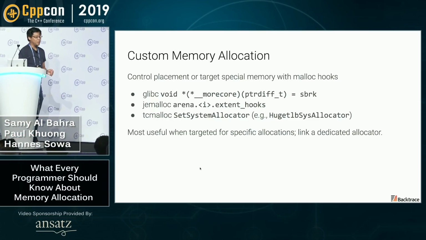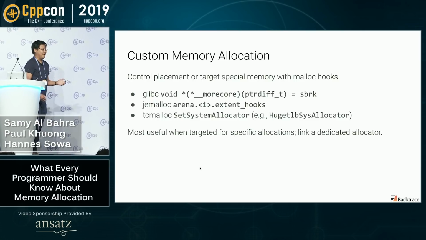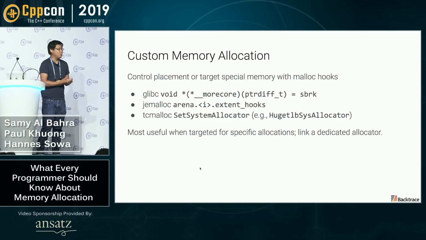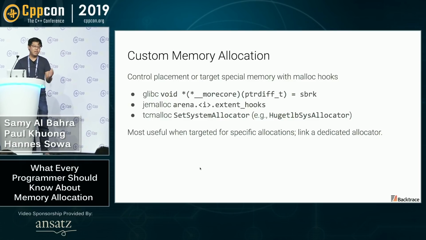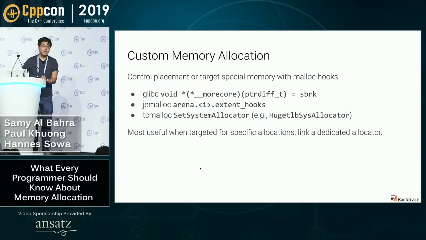However, this is most useful when targeted for specific allocations. And apart from jemalloc, I don't know which ones let you override for just one type of allocation. With jemalloc, you can override for a given arena and then target the arena explicitly for these special allocations.